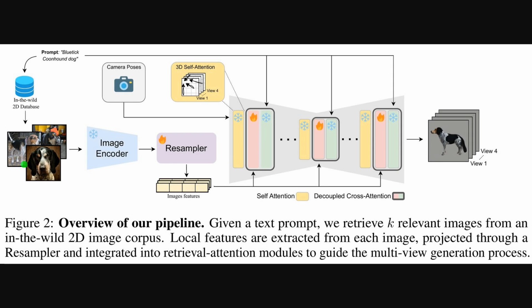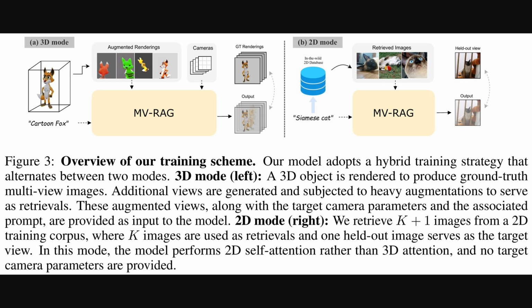So Figure 2 shows the retrieval-augmented pipeline in action. The system retrieves web images for the prompt, encodes them with a frozen image encoder, and passes compact tokens through a resampler that feeds retrieval attention modules inside the multi-view UNet. Camera poses and a three-dimensional self-attention block coordinate views, so the network generates a consistent stack of views that match the prompt while respecting the retrieved appearance cues.